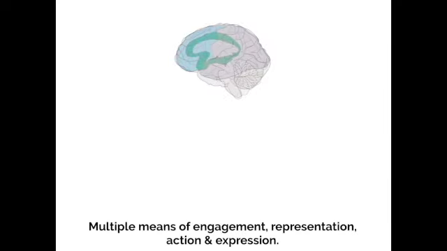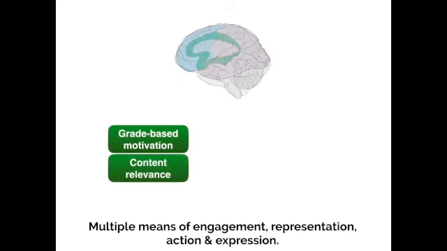Now let's go back and think about those flexible pathways. How might we use multiple means of engagement, representation, action, and expression in the online class? Let's start with engagement this time. Grade-based motivation is still there, but I might go out of my way to think about how to make the content relevant to my students, especially as I get to know them better. I might also facilitate community interaction through group projects, group discussions, group note-taking, that sort of thing, so the students are not working just for themselves, but also in collaboration and community.